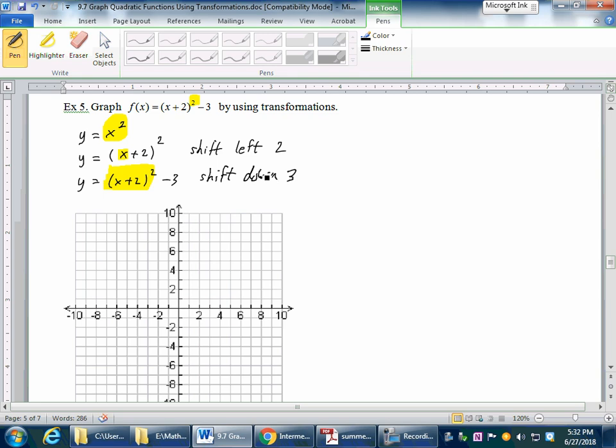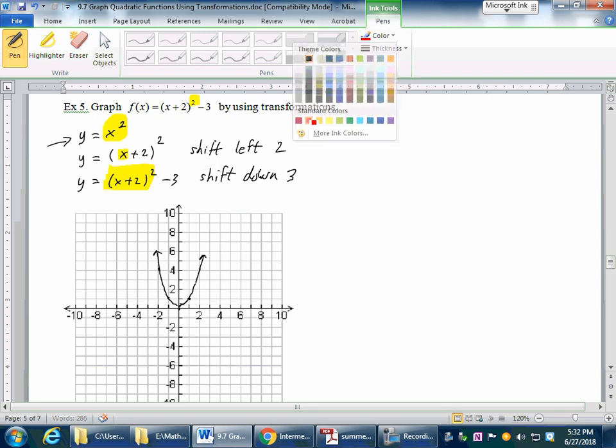So first we're going to graph the parent's graph and then plug it in here. I got these points: 0, 0, 1, 1, negative 1, 1, 2, 4, negative 2, also 4. So I got my parent's graph. And we're going to do the shifting from this parent graph. When I shift this point, it will shift to the left 2 units and then shift down 3 units. So shift to the left 2 units will be right here, and then shift down 3 units. So let me show the arrows to you.